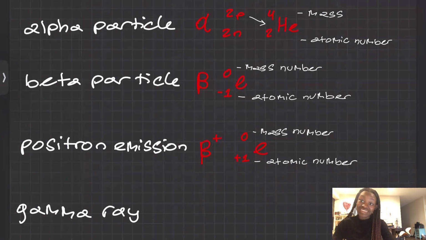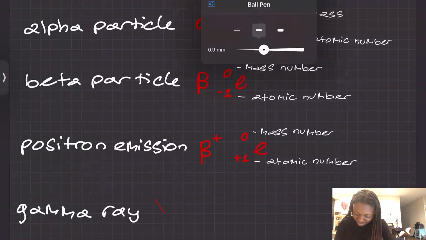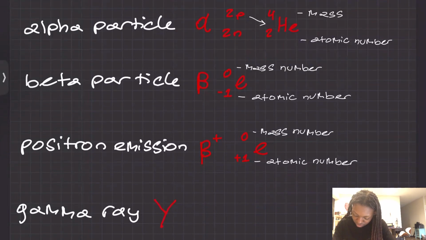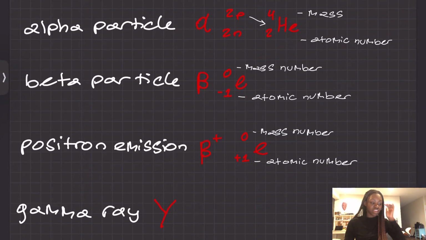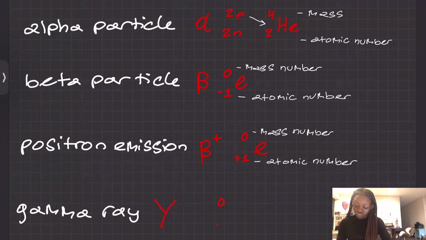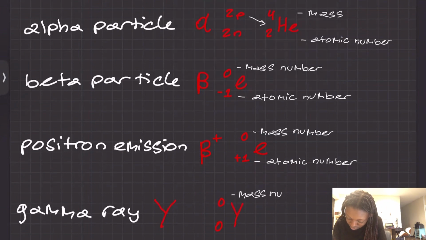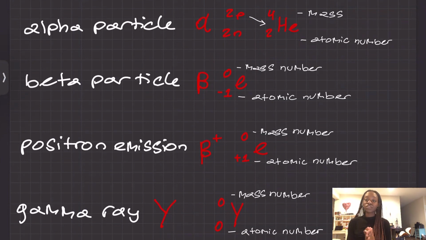And then your final one is a gamma ray, which can be represented like a y, like this. That's the gamma ray, and it is a high energy form of radiation, and it has no mass and no charge. So its mass number and atomic number are 0. Its mass number is 0, and its atomic number is 0, so it does not have any charge. All right, so these are the 4 types of nuclear radiation that exist, and it's literally just these 4 types.